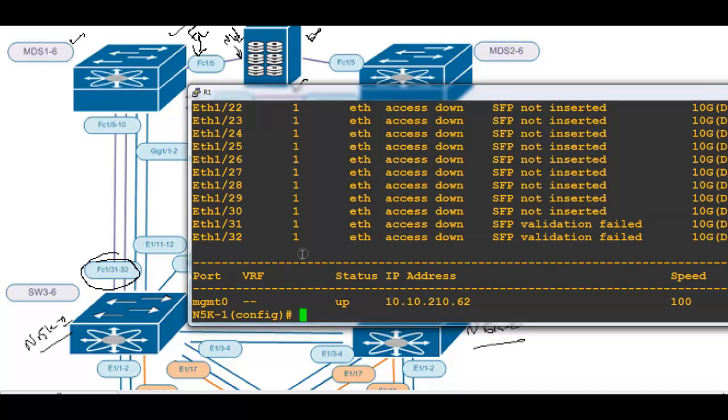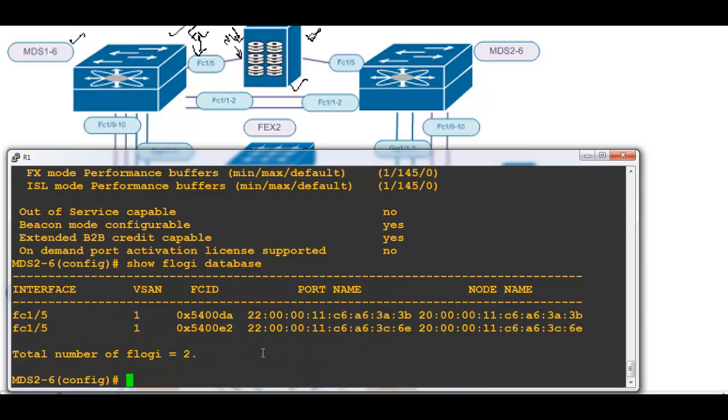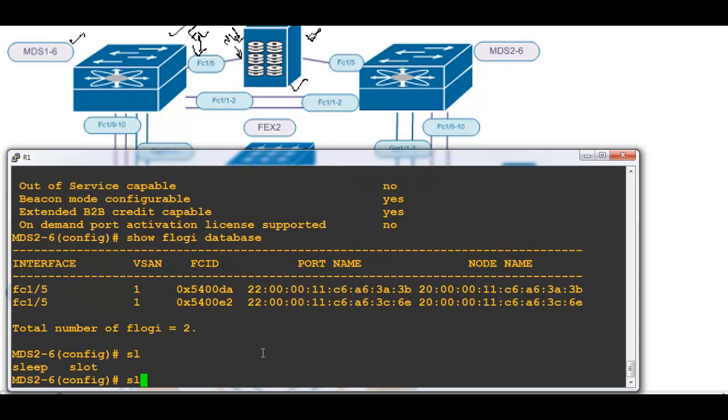In the exam, you have another slot. See, this is slot number 1, ports 32 and 31. In the exam, you will be having FC 2/1 to 2, the second slot. For the second slot, you need not reload as I do for the first slot. Slot 1 is inbuilt, integrated with the device. I need to reload. But if they give you slot 2, you will say slot 2.